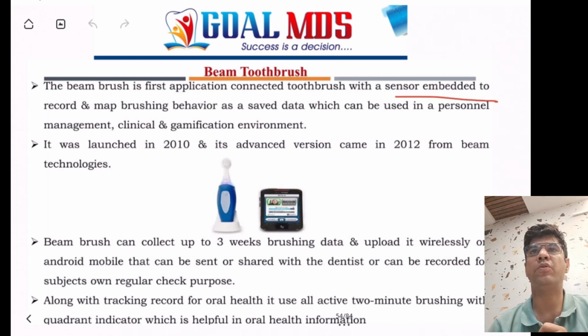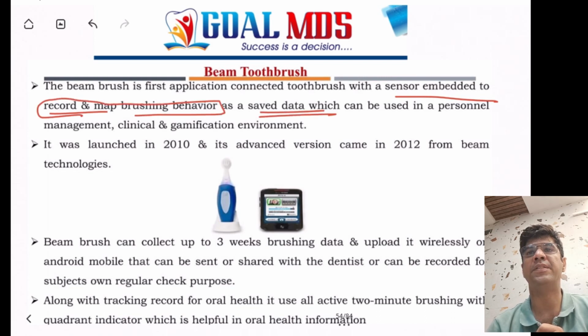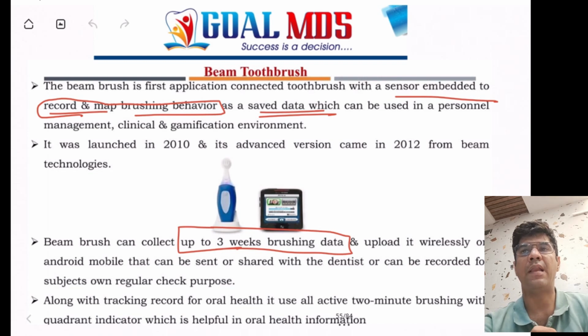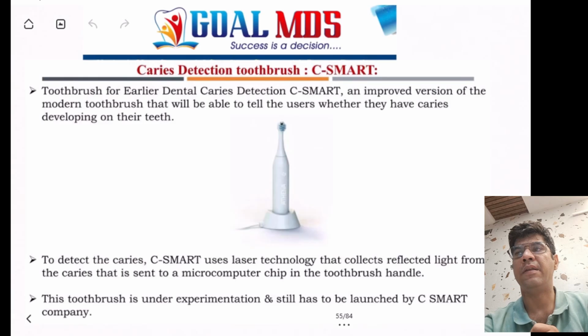Other is the Beam toothbrush. It has a sensor embedded to record and map the brushing behavior, so that data can be saved and analyzed later on. The Beam brush can collect up to 3 weeks of brushing data. So they are helpful for oral health information.